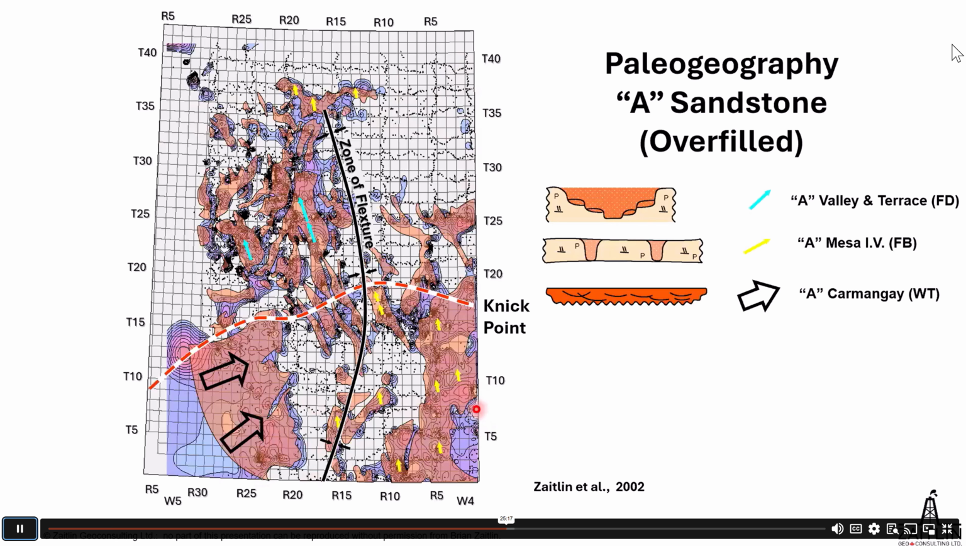Wherever there was color in this diagram is where we actually had a sandstone in those wells. We were able to take a look at it and, on detailed work, define 3 different geometries associated with this A sandstone. A sheet-like sandstone, which we call the Carmigay, isolated ribbon channels, which we call the Mesa Incised Valley, and a series of cut and fill deposits, which we call the Valley and Terrace types of units. And when we mapped them, they actually were in specific geographic areas.